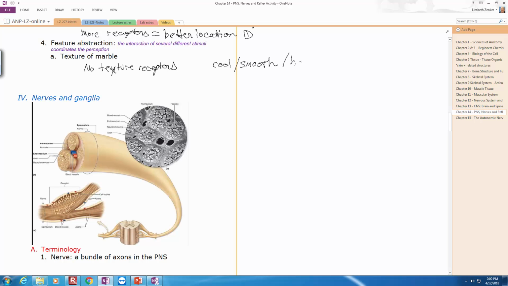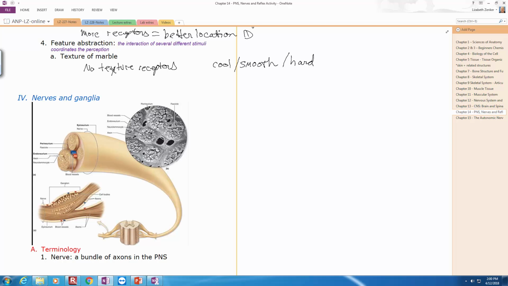So cool, smooth, and hard are three different sensory receptors stimulating your brain and putting the information together at the complex level for you to then discriminate and determine what the texture of it would be. And then when somebody says, oh, it feels like marble, you're like, I know what marble feels like. Yeah, but you don't have a texture receptor. But you gain information from other places to make that perception of what it would feel like.